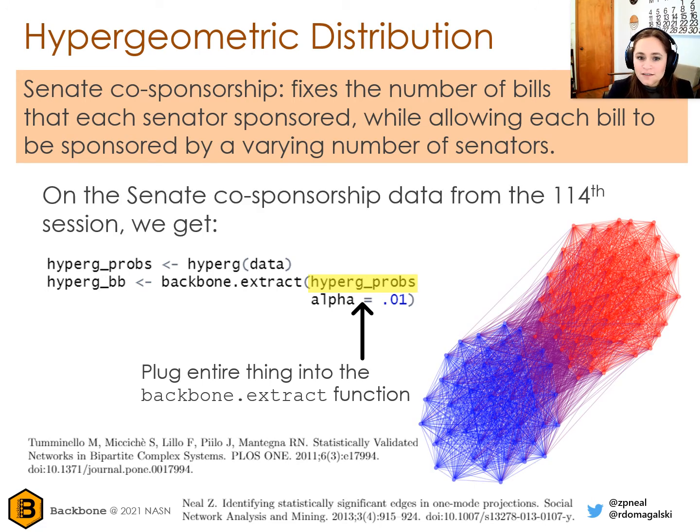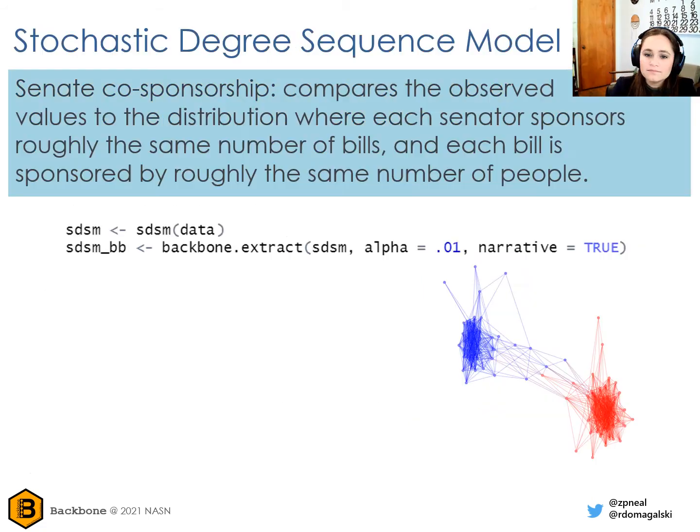I've graphed it here. This is all of the positive edges under the hypergeometric distribution of the 114th session. And we can see it is less of a hairball than what we saw before. We're starting to see that two-party structure, but we can probably do a little better.